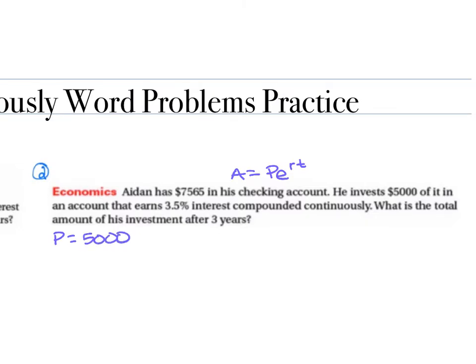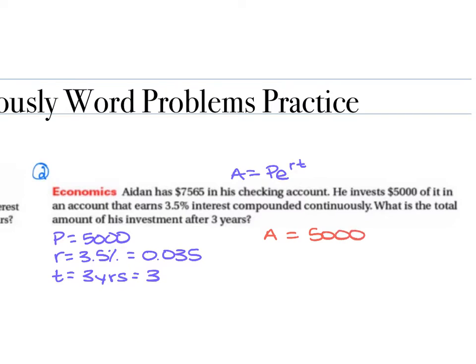Then your rate is 3.5%, which as a decimal is 0.035. And then our time is 3 years, so that's just 3. So we're plugging it in. A is equal to 5,000 times e to the power of 0.035 times 3. So using our calculator, 5,000 times e to the power of 0.035 times 3 gives us $5,553.55.